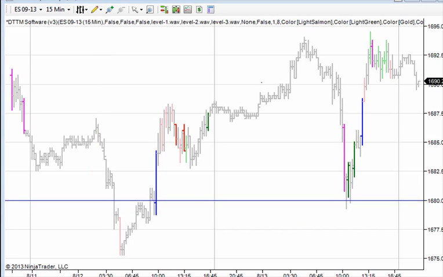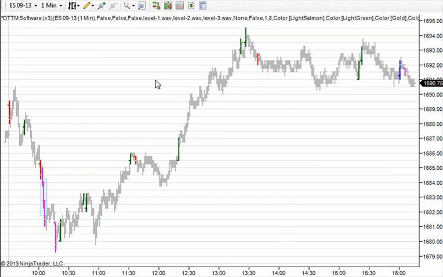So that was a 15 minute chart. Now, if we go back to this, this is a 1 minute chart. If you're more of a day trader, then you probably want to be careful.